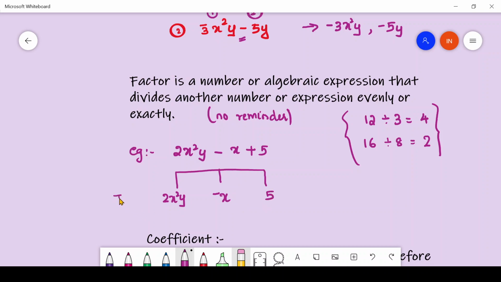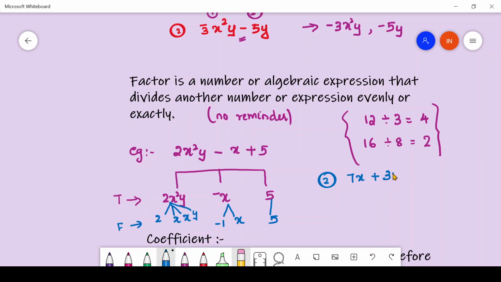Let us now write down the factors of this one. Okay. So factors of this one are 2x square, you have to split. You can write it as x into x and 1 is y. Okay. So next term minus x, you can write the factors as negative 1 and x. For the last one, 5 is the factor of it. Let us see another example.